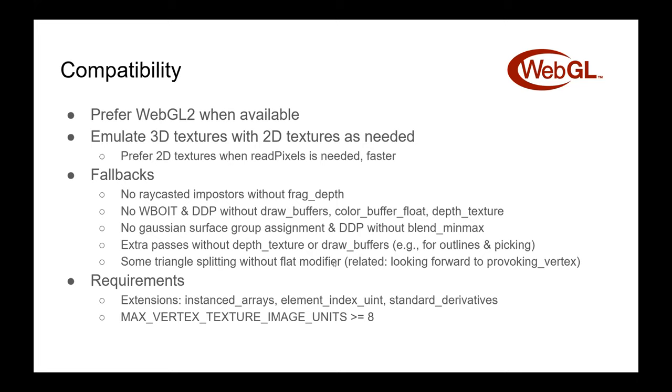One primary case is where we use the flat modifiers for GPU-based picking, where we render the IDs, the group and instance ID, to a color texture, and then read that to find out what the mouse cursor is hovering over. And we obviously need the attributes uniform for that, which it not always is. So there are some hard requirements. We always need instance arrays, element index uints, and standard derivatives. And due to the way we handle material properties, we need at least 8 vertex texture image units.